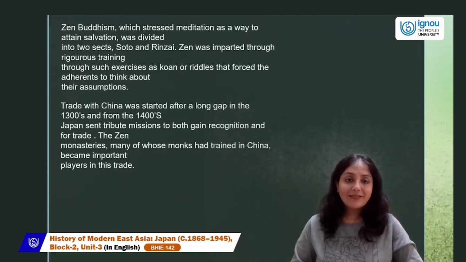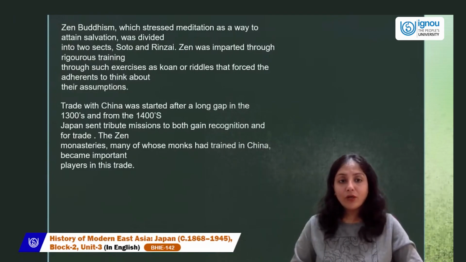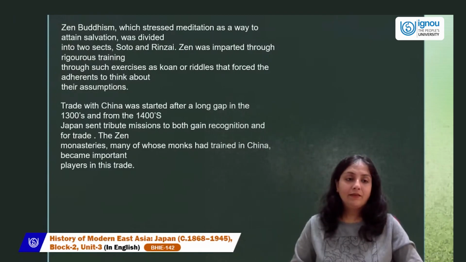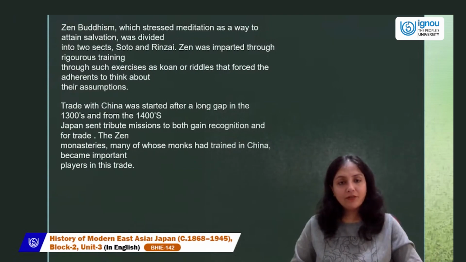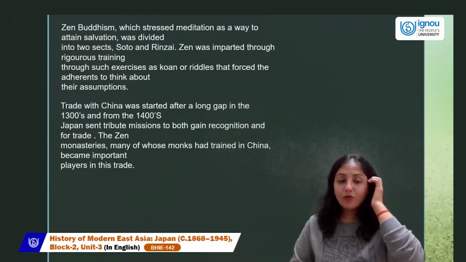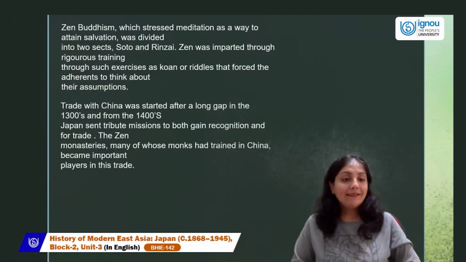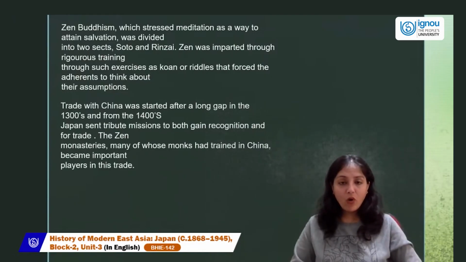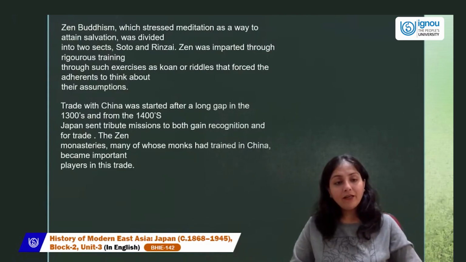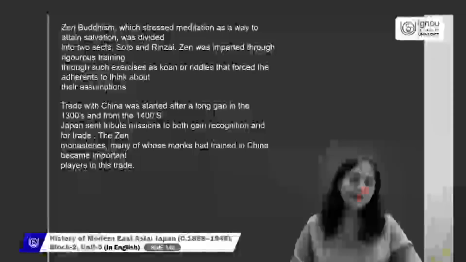Trade with China was started after a long gap in the 1300s and from the 1400s. Japan sent tribute missions to both gain recognition and for trade. The Zen monasteries, many of whose monks had trained in China, became important players in this trade.